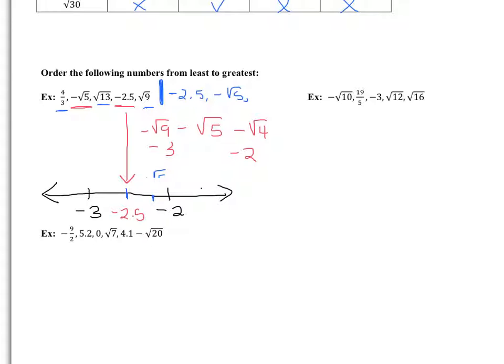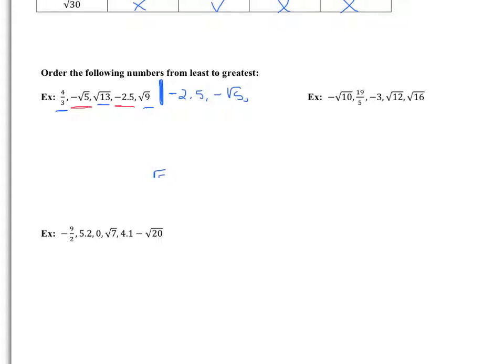Now I can start to figure out my other numbers. So now I'm going to look at my positives. So I have 4/3, which I know is 1 1/3, square root of 9, which is 3, and the square root of 13. Now the square root of 13 has to be bigger than the square root of 9, and 1 1/3 is clearly less than 3, which is the square root of 9. So the remaining part of this would be 4/3, square root of 9, square root of 13. That's my final answer. Give the next two a try, pause the video, press play when you're ready to check your answers.